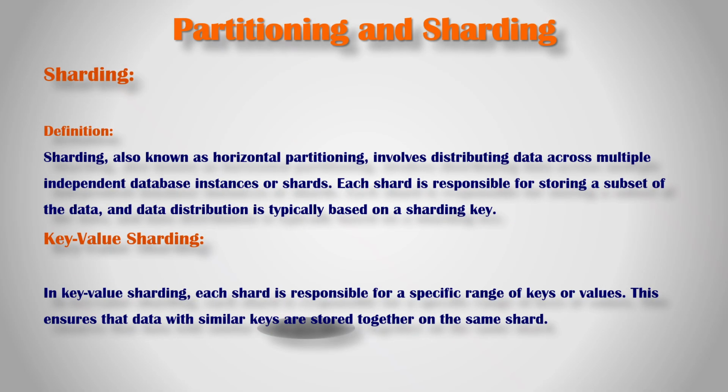Sharding. Definition. Sharding, also known as horizontal partitioning, involves distributing data across multiple independent database instances or shards. Each shard is responsible for storing a subset of the data, and data distribution is typically based on a sharding key. Key value sharding. In key value sharding, each shard is responsible for a specific range of keys or values. This ensures that data with similar keys are stored together on the same shard.